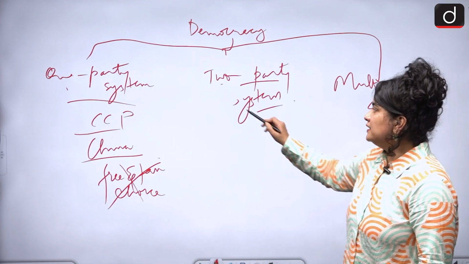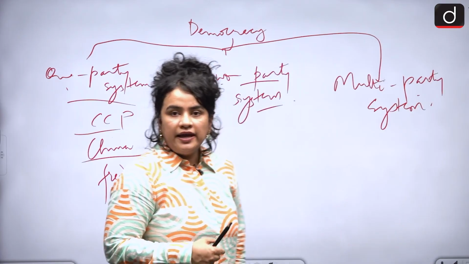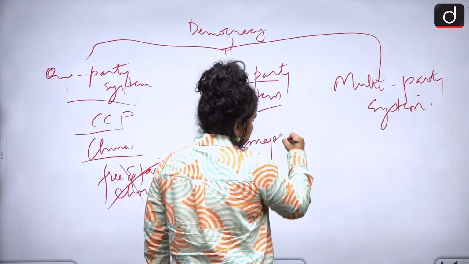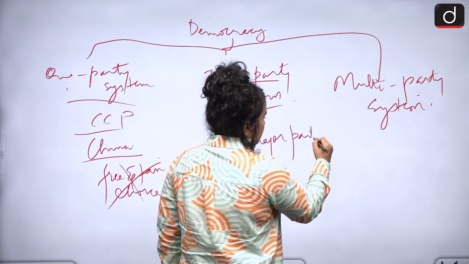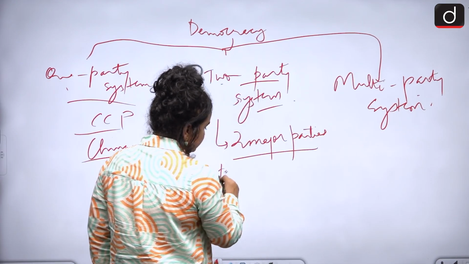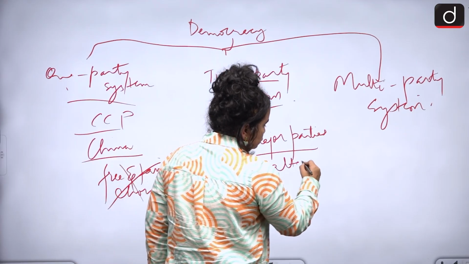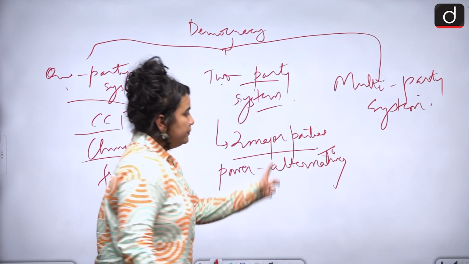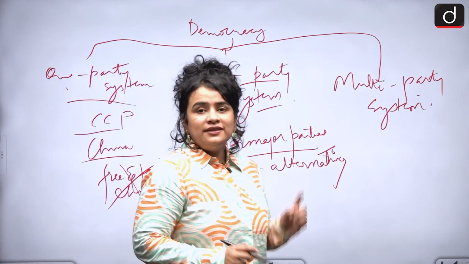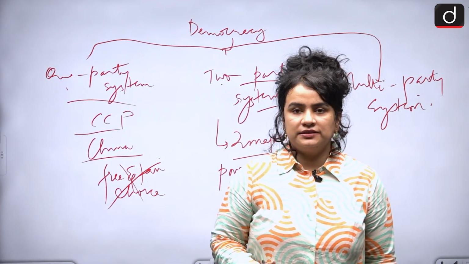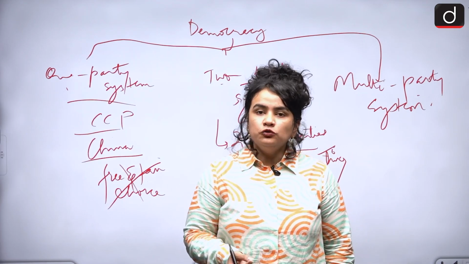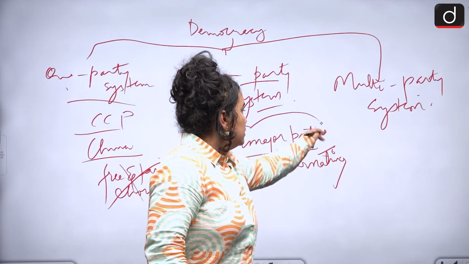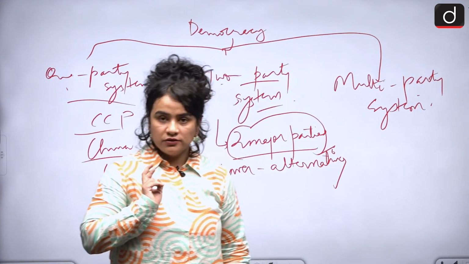Again, the two-party system. Here what happens is that there are two major parties in a government, in a country, and the power keeps alternating between these two parties. It does not mean that there are no other parties. Of course, there are other parties as well, and they may also win a few seats in the national legislature. But the main parties that are likely to rule and form governments are only two.